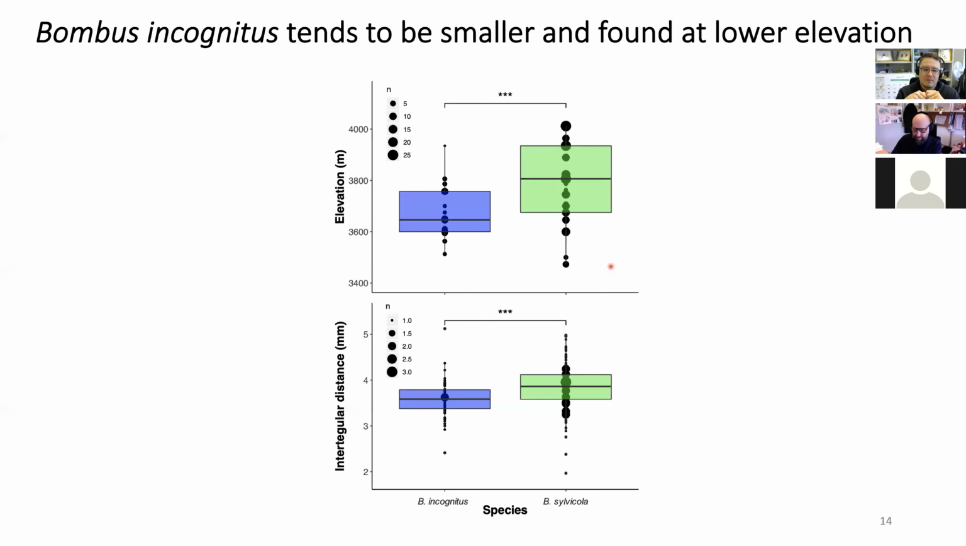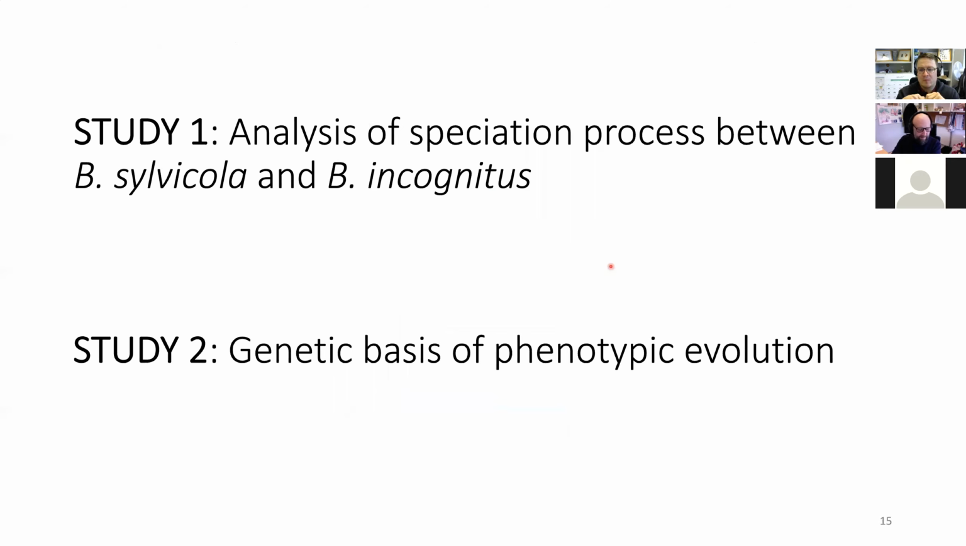So after this discovery, we decided that one interesting thing that we wanted to look at was the history of speciation between Bombus silvicola and incognitus. What can we learn by comparing these genomes about the history of speciation and whether gene flow occurred during this process? So I'll talk a bit about that study next, and then I'll get back to what we've found regarding the phenotypic evolution.